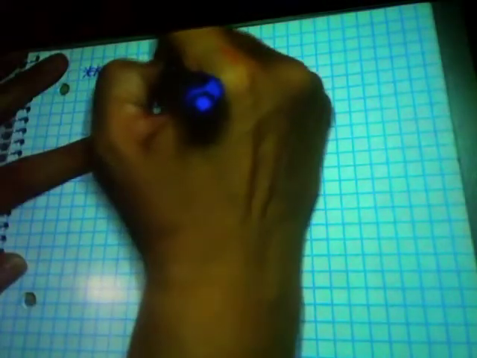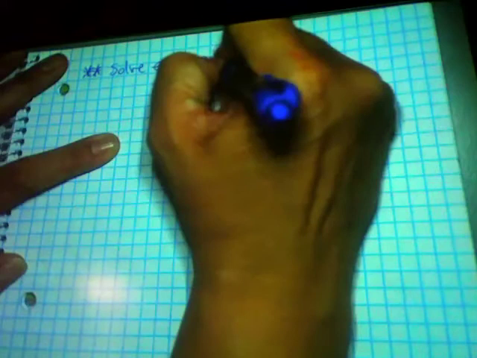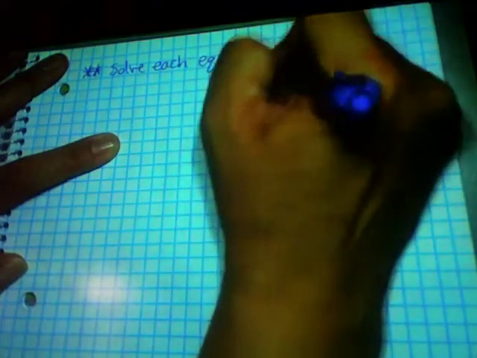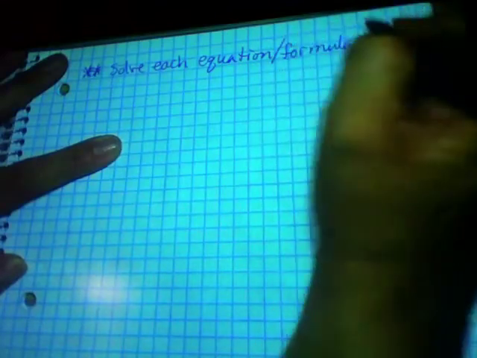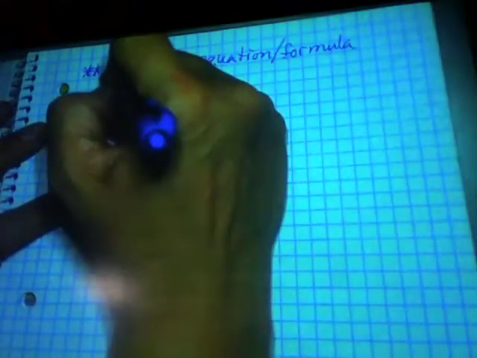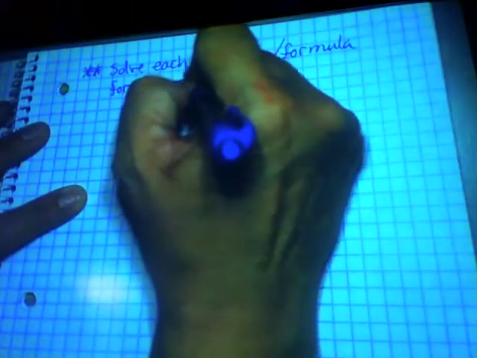Okay. All right, so example 5. Your new directions are solve each equation slash formula for the variable indicated.